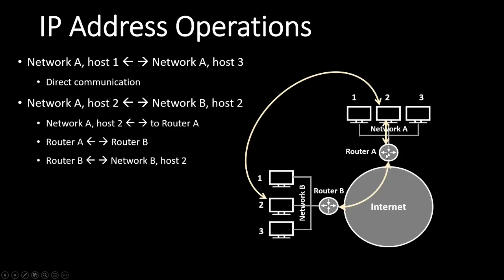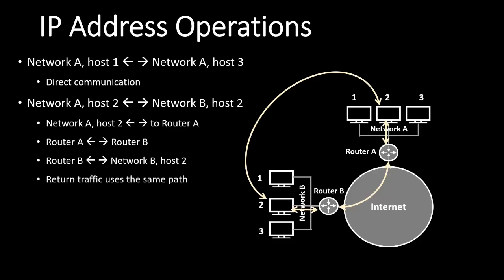Then router A should find a way to send traffic to router B over the internet, and router B from its side, it knows how to reach host 2 in network B because it is connected to the same network, so it sends the traffic directly to network B. So in this case we have three segments: network A host 2 to router A, and then router A to router B over the internet, and after that router B to host 2 in network B locally within the same network. And for return traffic, it uses exactly the same way.